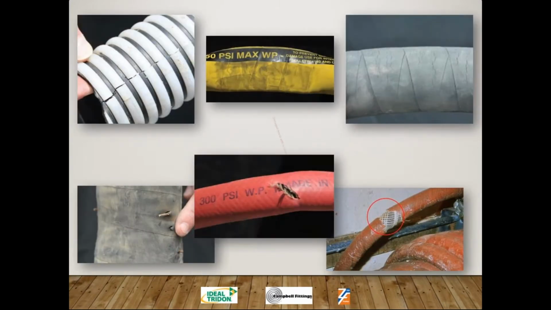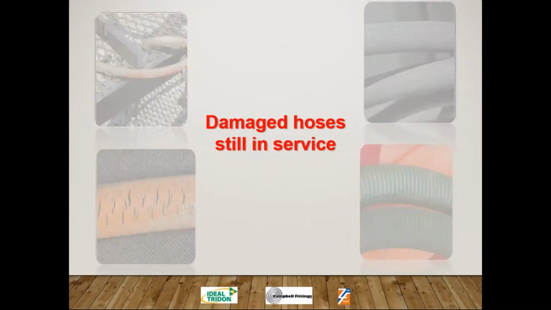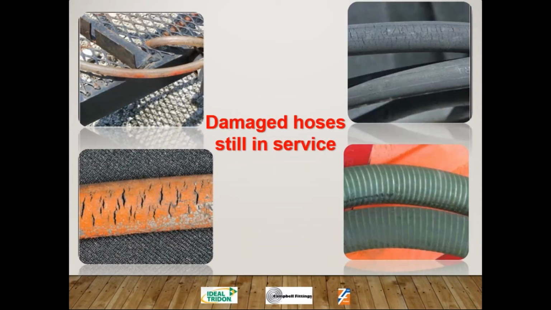Here's a few field pictures of damaged hoses still in service. Pretty self-explanatory. Most of these cracked, run over, helical wire busting through the hose, cut hose, reinforcements showing with no cover on the bottom right one. Same thing here, pretty easy to spot.